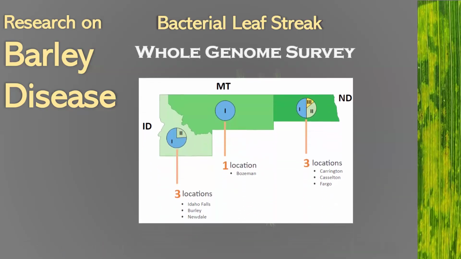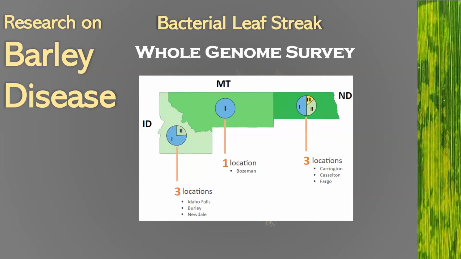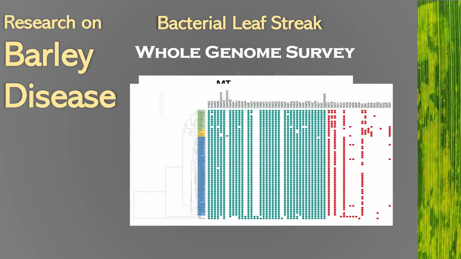We just got done doing whole genome surveys on isolates in Idaho, Montana, and North Dakota, thanks to support from AMBA and funding from the Barley Pest Initiative. And we're going to come out with that paper soon. What we found is there's a dramatic amount of diversity in the pathogen population in terms of the pathogenicity genes that they have in them to cause barley disease. And we're seeing how that affects the overall pathology.